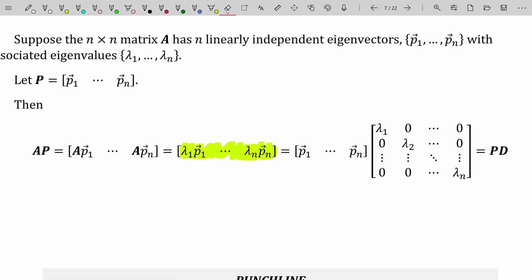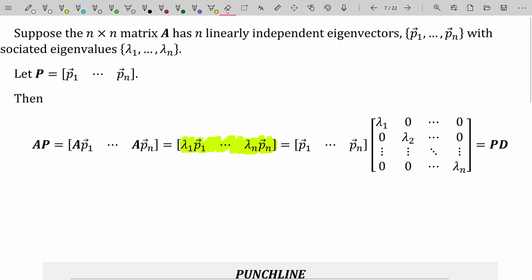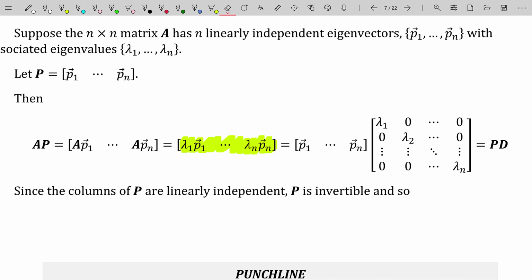You can see that we're almost to a punchline. I have it right down below. Since the columns of P are linearly independent, P is invertible, and so P inverse AP must equal D. Again, you might look at that and go, wait, how did you get from all that argument to there? I was with you up to this point, but how'd you get to that point?